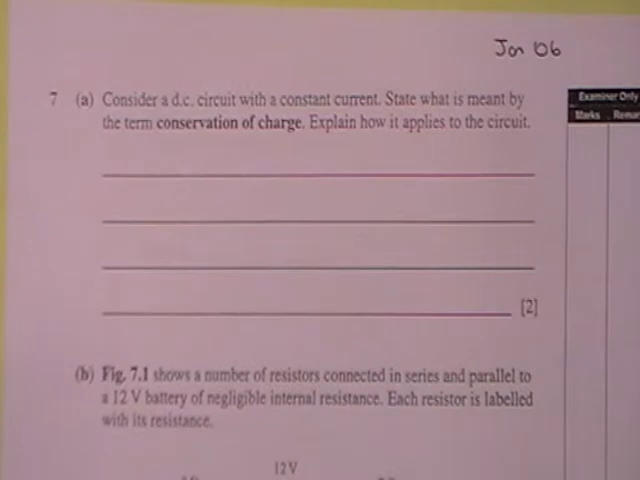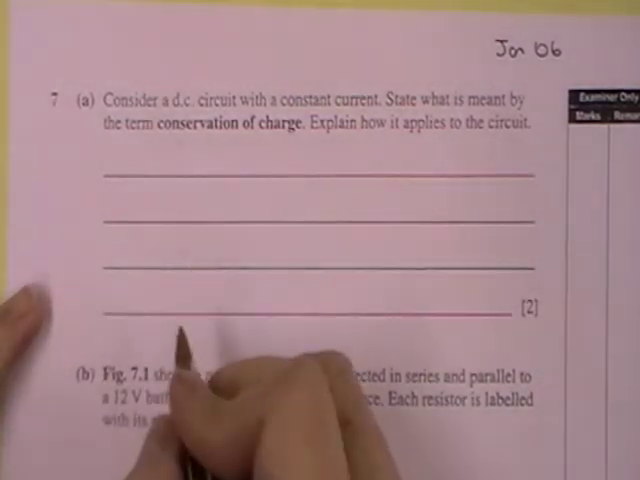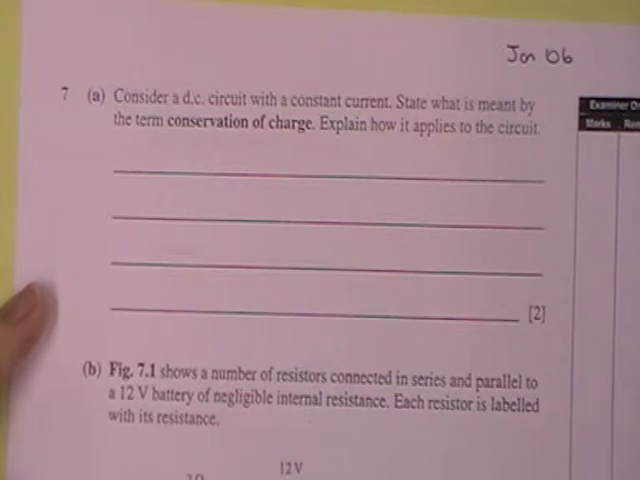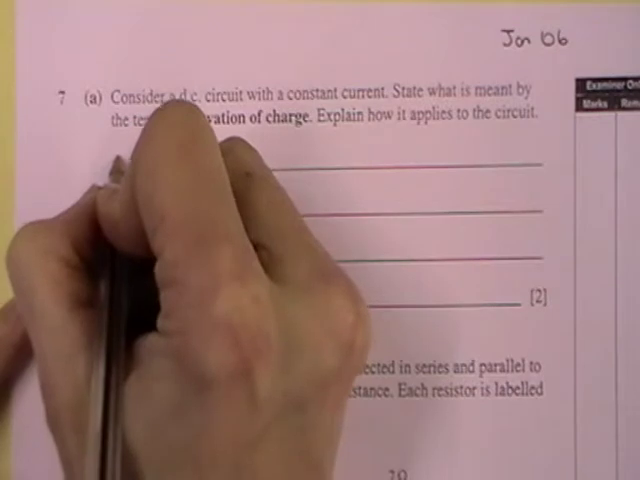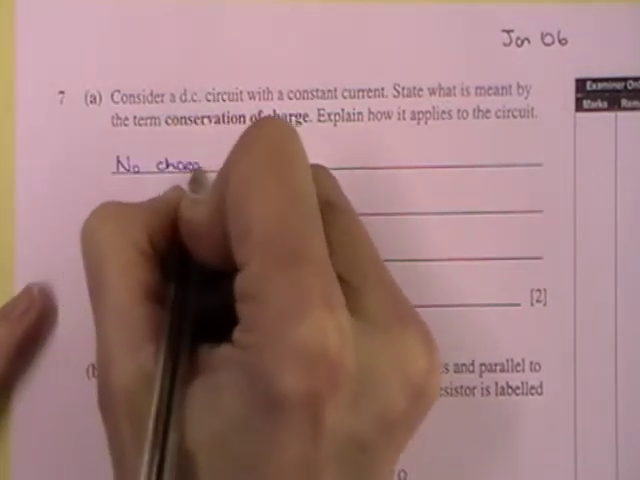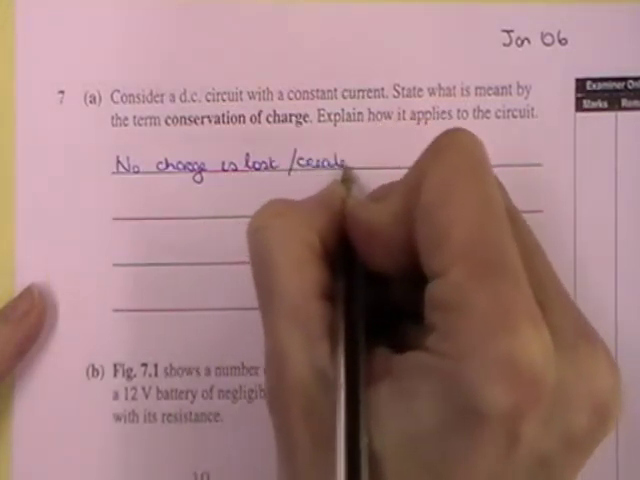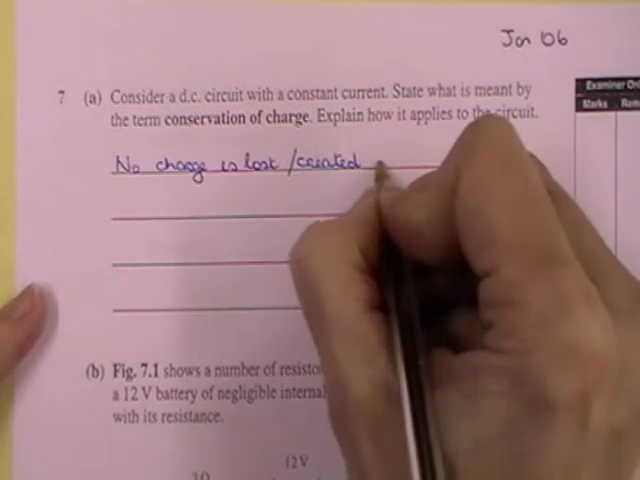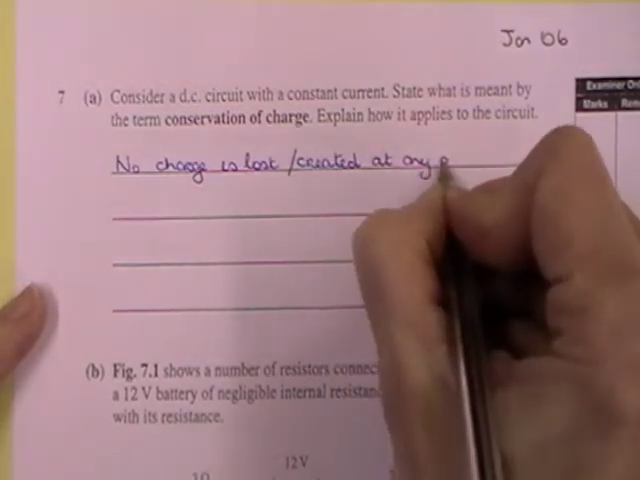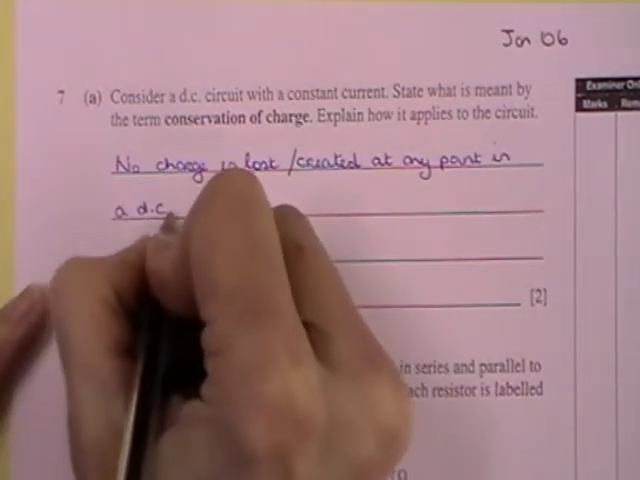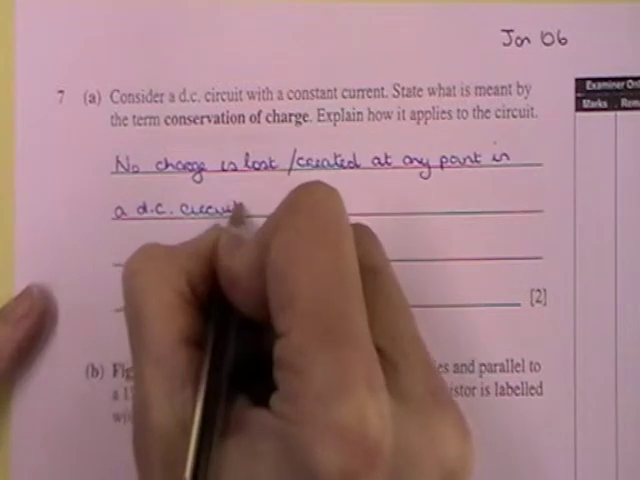So, first of all, conservation of charge in a DC circuit with a constant current. What that means is that the current or charge flowing around the circuit is always the same, and you can't create it or lose any of it. So a good way of saying that is that no charge is lost or created. Neither of these things happen at any point in a DC circuit, because that's what the question asks us for.